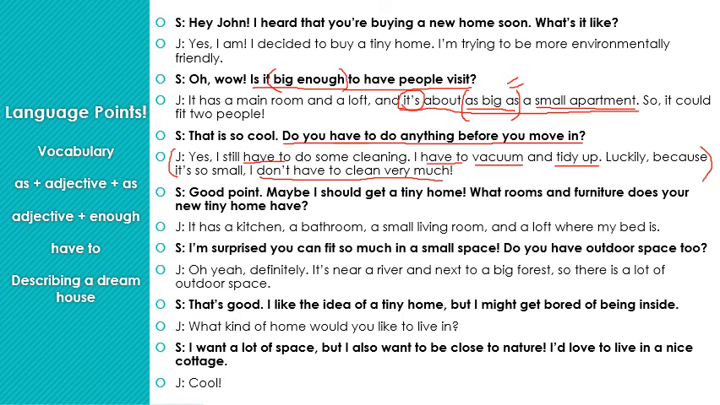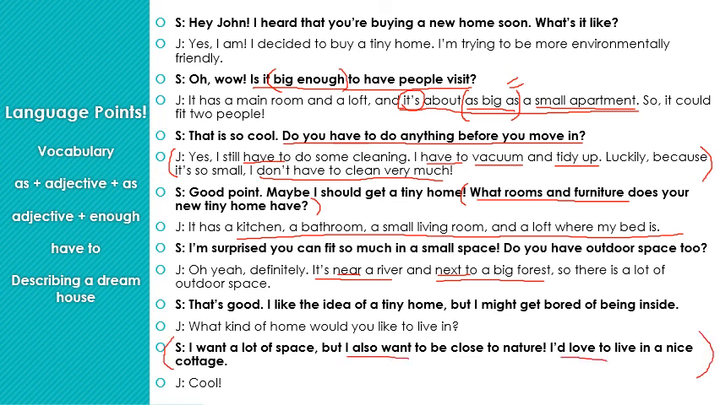Next, we see what we can do to describe a dream home or just to describe a home we live in. So we can talk about rooms and furniture. What rooms does it have? Next, we see talking about location. It's near a river and next to a big forest. Remember, we can use words like near or next to talk about where our home is. This is one way we can describe our dream home. We can also see more describing a dream house. What I would like, I'd love to, I want.